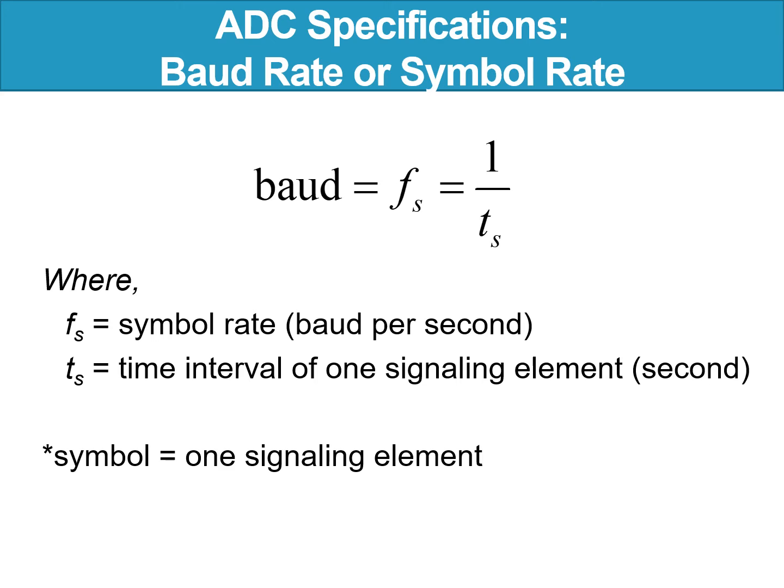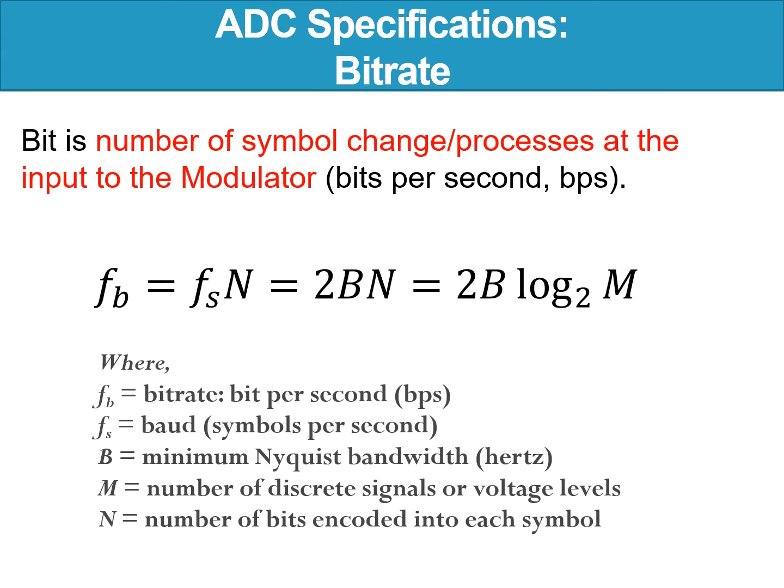So here is the equation. The baud rate Fs is equal to 1 over Ts, where Fs is the symbol rate in baud per second, and Ts is the time interval of one signal element, in seconds. A symbol is equal to one signaling element.